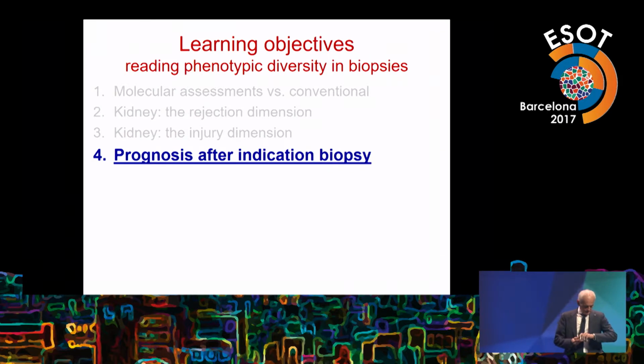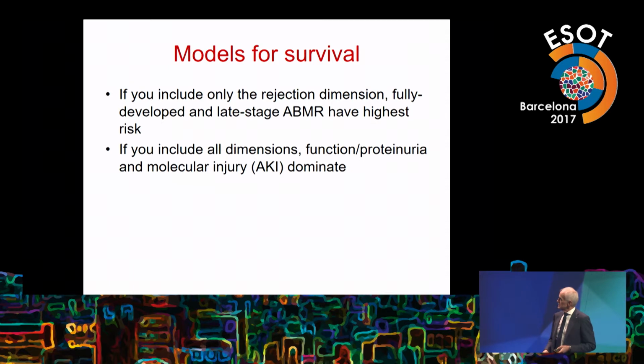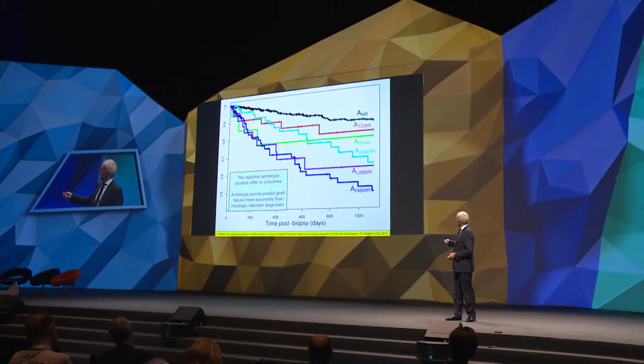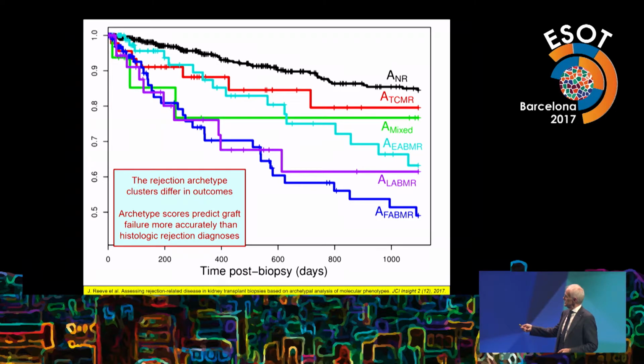Now, prognosis, and this is my last point. When we're trying to model prognosis, if you only include the rejection dimension, you get highly significant changes. But if you use rejection and injury, the injury is the dominant phenotype if you're projecting survival after an indication biopsy. So these are the archetypes. The best survival is with no rejection, and pretty good with T-cell mediated rejection. The mixed phenotype tends to be associated with some early loss. The worst survival is with the full house and late stage ABMR phenotypes. The early stage ABMR has a lag period of about 2 years and then follows the same curve as the full house.